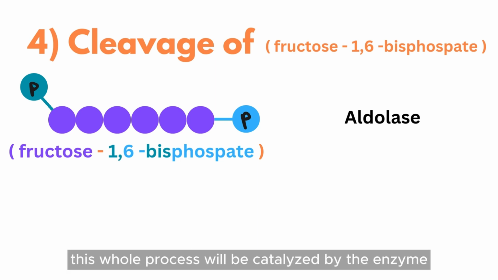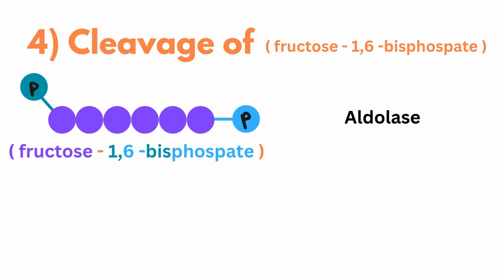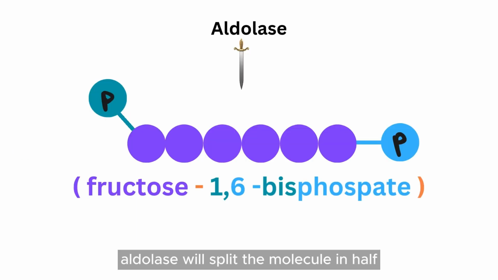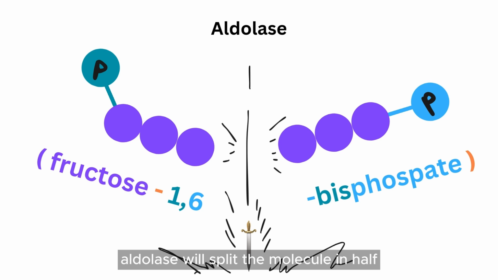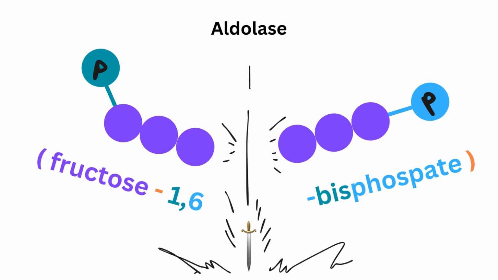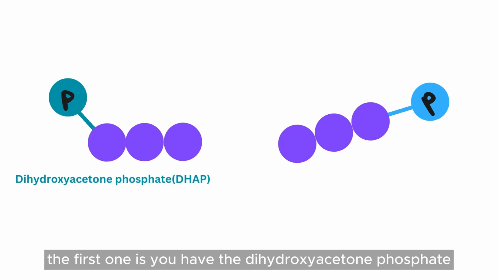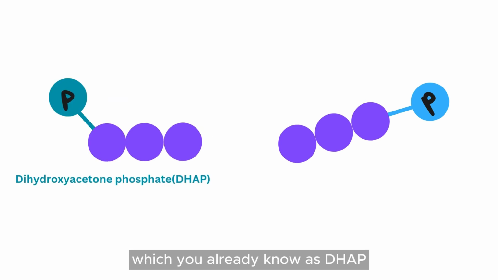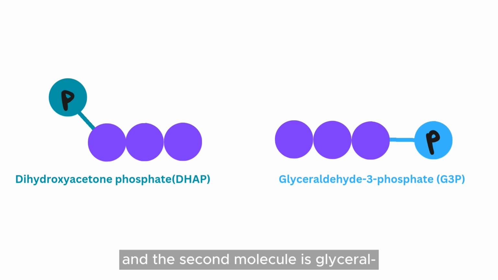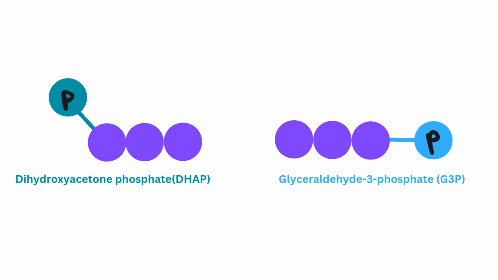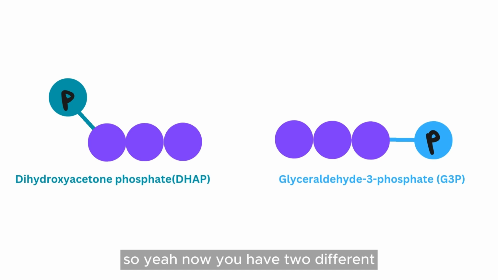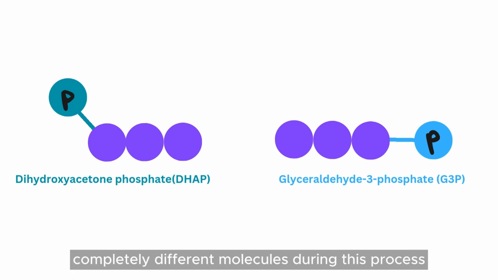The fourth is cleavage of fructose 1,6-bisphosphate. This whole process is catalyzed by the enzyme aldolase. Aldolase will split the molecule in half, so now you have two different molecules. The first one is hydroxyacetone phosphate, which you already know as HAP, and the second molecule is glyceraldehyde 3-phosphate, which is G3P. So now you have two completely different molecules during this process.